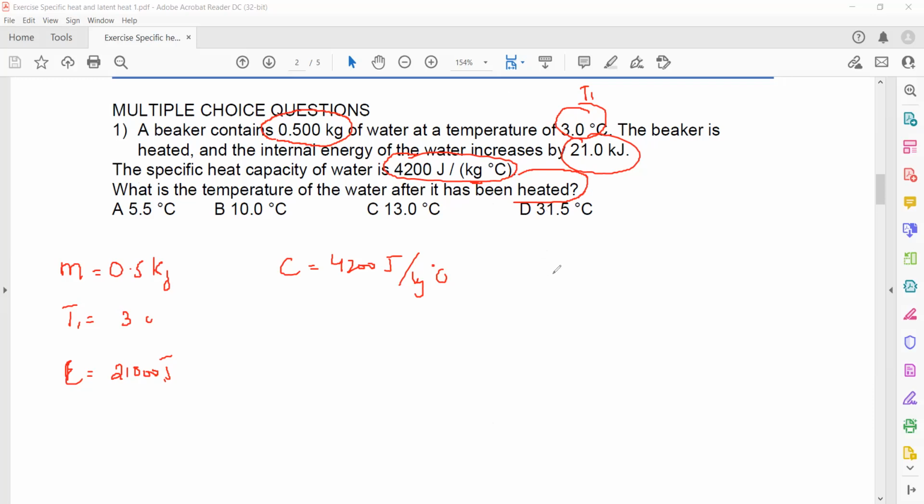Specific heat capacity is equal to energy divided by mass times temperature change. We don't need the change in temperature, we need the final temperature, but first we'll find the temperature change. The specific heat capacity is 4,200. The energy which we supply is 21,000. The mass is half, or 0.5.